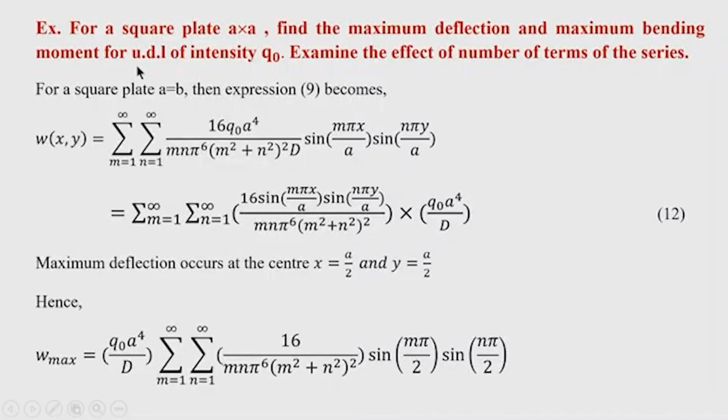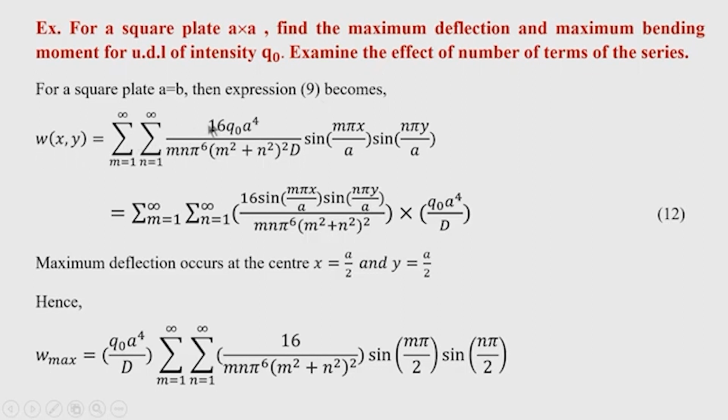Now, let us see an example. We take a square plate of dimension a across a, and we have to find the maximum deflection and maximum bending moment for UDL. Okay. So, we take the Navier series, for which we have already obtained the solution, and here we take a is equal to b. The purpose of this problem is to find the deflection quantity as well as the effect of the number of terms in the series, because we are using a series. So, we have to see how it converges.